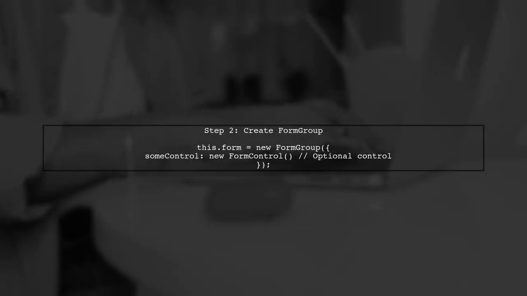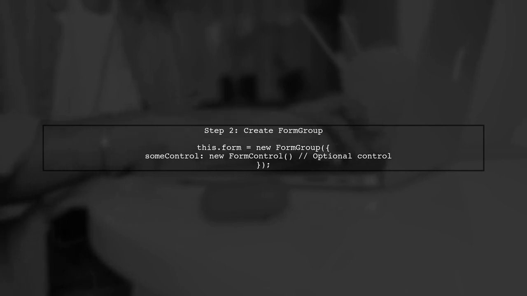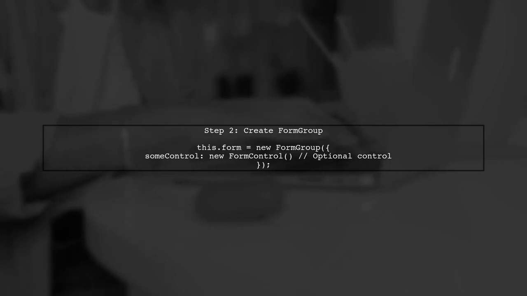Now let's continue on. To make a form control optional in Angular, we can use the reactive forms approach. First, ensure you have imported the reactive forms module in your module. Next, in your component, create a form group and define your form control. You can set the control to be optional by not initializing it.